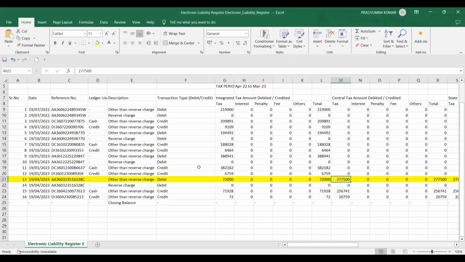Fine. Now we will move to RCM entries, then we will conclude with GST.